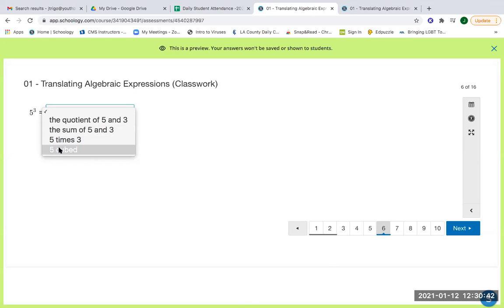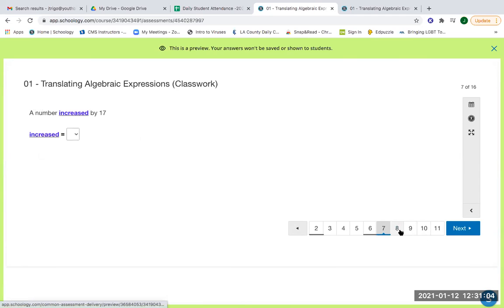5 to the third power means 5 cubed. That means you multiply 5 times 5 times 5. So it's not the same thing as 5 times 3. I almost got confused too. That's why I wanted to go over this assignment, because it might be a little confusing, right? So the answer will be 5 cubed. Let's move on to something else.